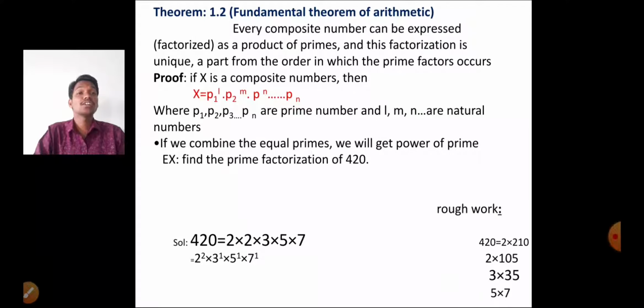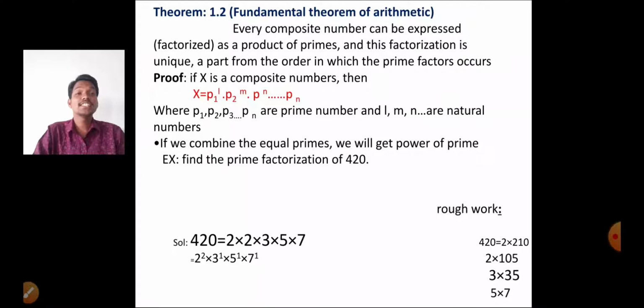So first, what is the meaning of composite number? A composite number is a number that has more than two factors. For example, 2 has only 1 and 2, so it is not a composite number. 3 has 1 and 3, so it is not a composite number. 4 has factors 1, 2, 4, so more than two factors, that's why 4 is a composite number. Are you clear about composite numbers? Yes. Let's go to the proof.